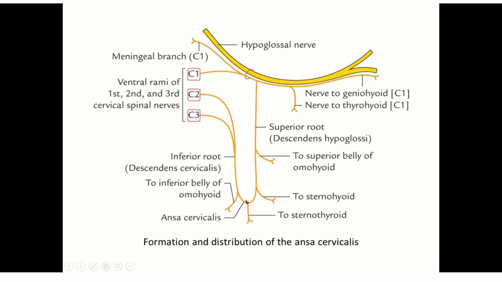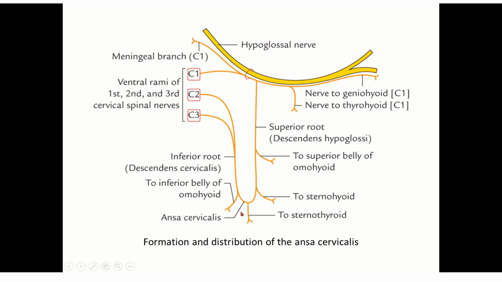In the next diagram we can see clearly the C1 fibers join with the hypoglossal nerve for a short course, then again they separate from the hypoglossal nerve as the descendens hypoglossi. Then the inferior root of the ansa cervicalis is formed by C2 and C3, which is called the descendens cervicalis. Both of them join by a loop called the ansa cervicalis.